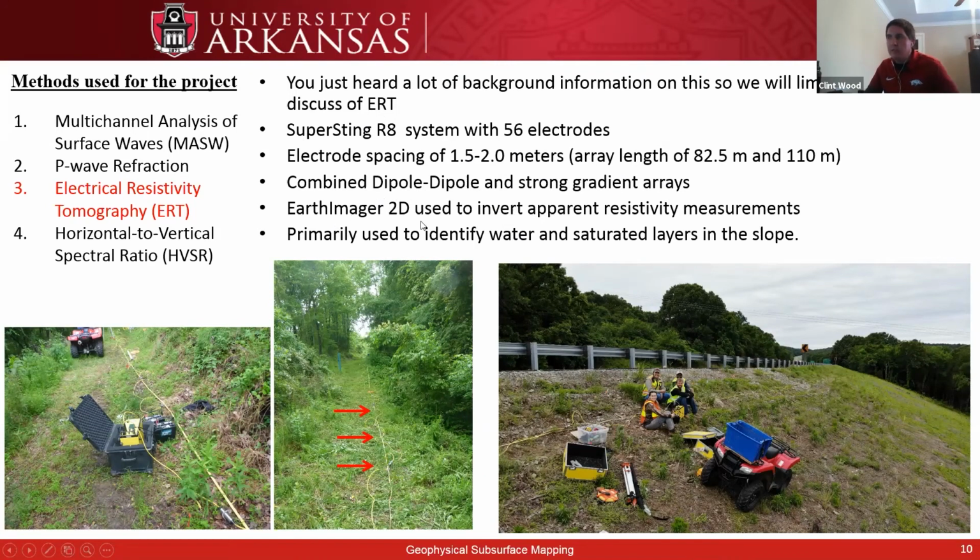And then we used Earth Imager 2D to invert the apparent resistivity. Primarily, this was to identify water and saturated layers in the slope, to see where water was going below the surface, with an idea of, okay, can we drain this water out of the slope and increase our shear strength by getting that water out of the slope. So that was the main idea with this method.